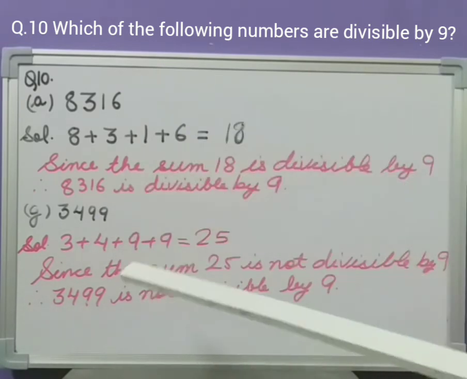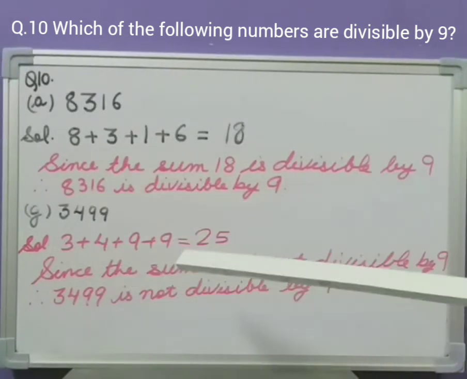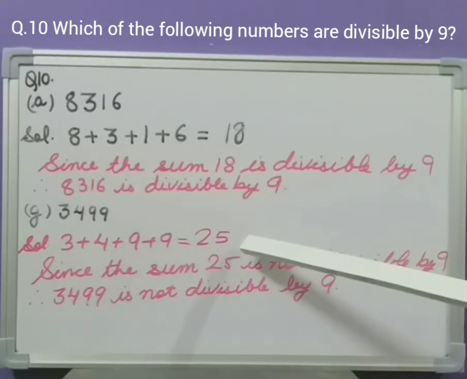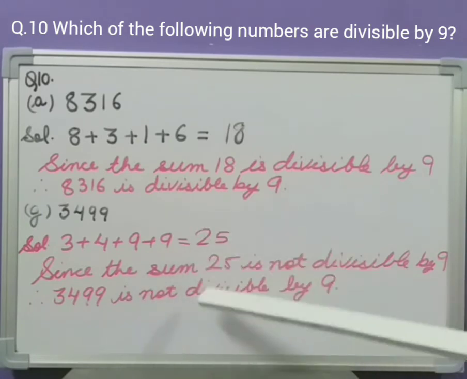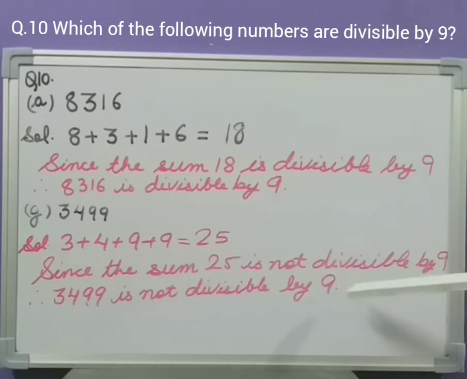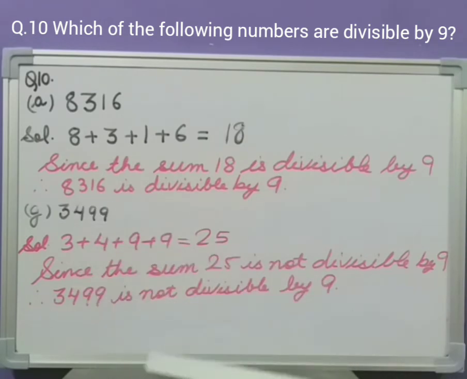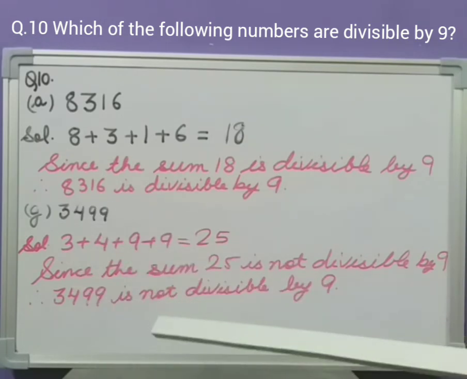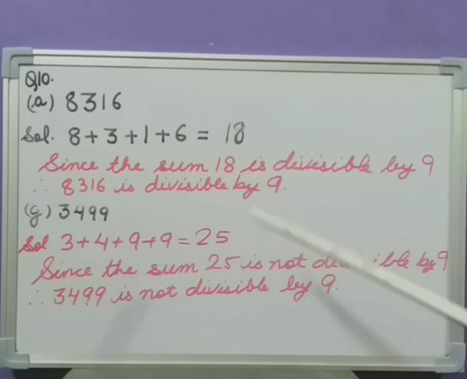G. 3499. Again we are going to find the sum of all the digits. After getting the sum, that is 25, we found that it is not divisible by 9. Since the sum 25 is not divisible by 9, therefore 3499 is not divisible by 9. So basically the sum of all the digits should be divisible by 9.